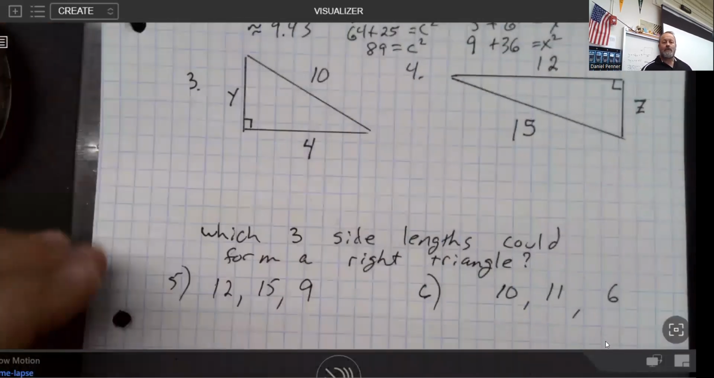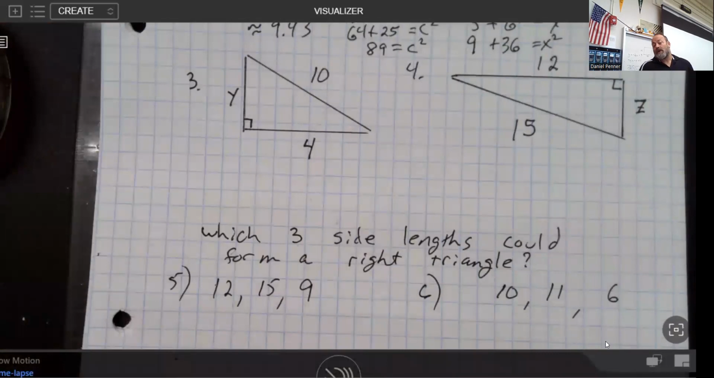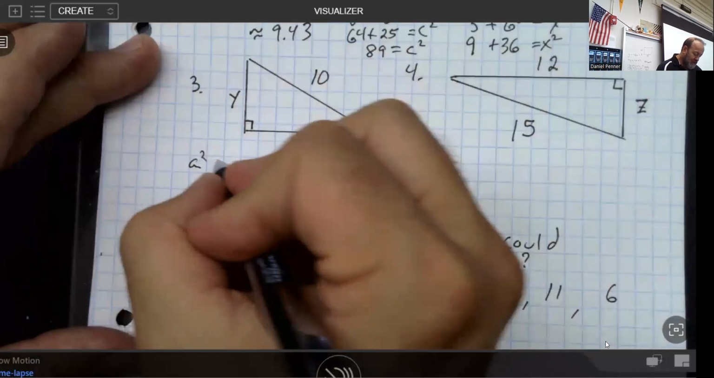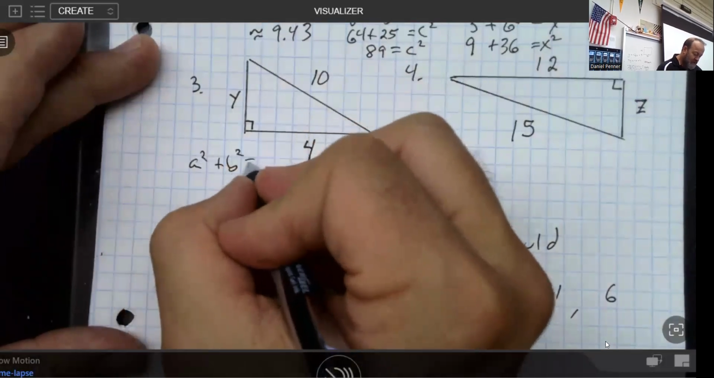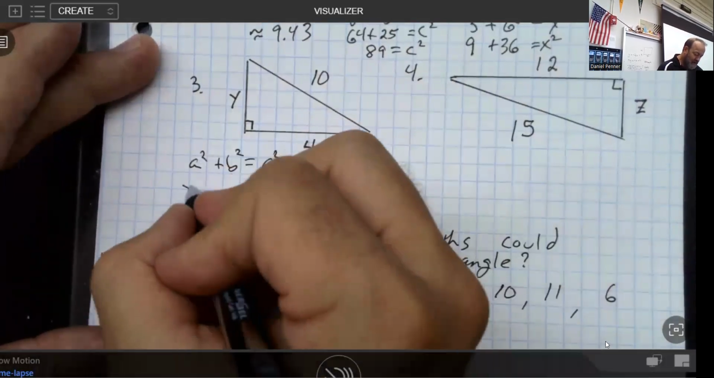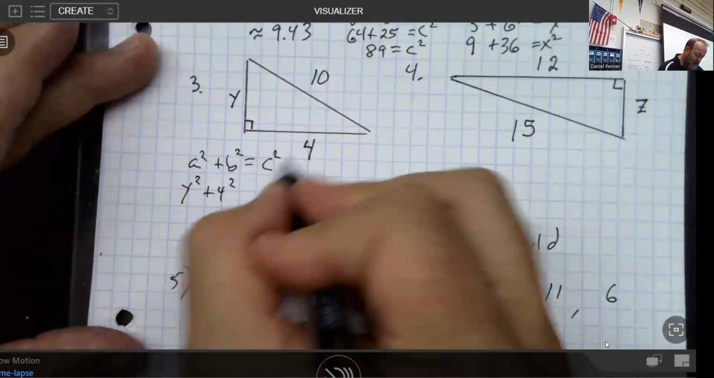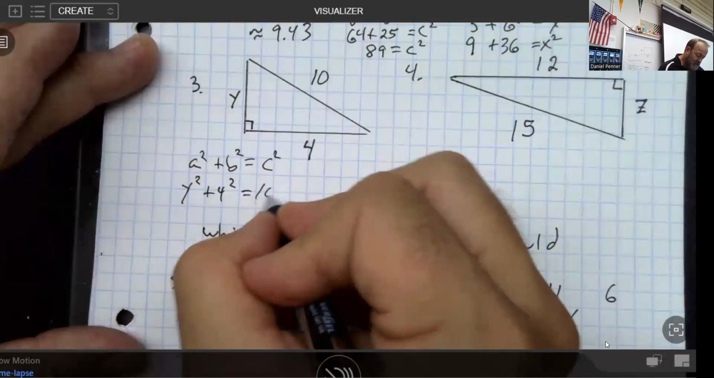Now for number 3 and 4, this is the kind that I'm actually seeing more issues with, when instead of the hypotenuse being the piece that is missing, it's one of the legs. So remember, it is leg squared plus leg squared equals hypotenuse squared. So I'd have leg squared plus leg squared equals hypotenuse squared.